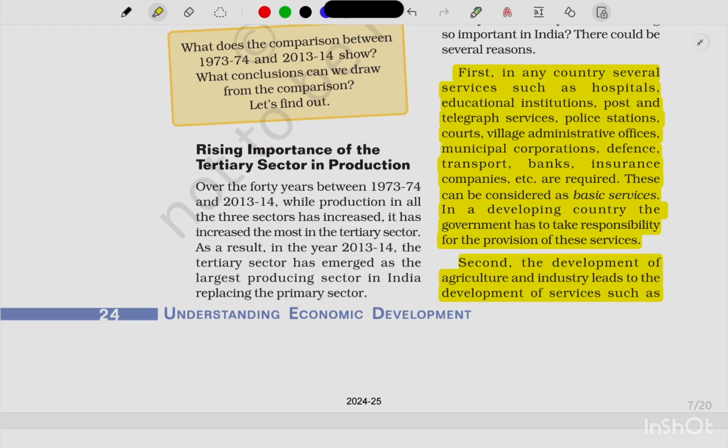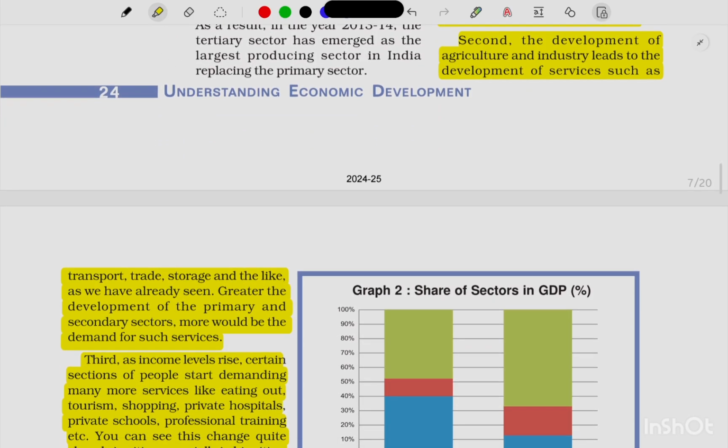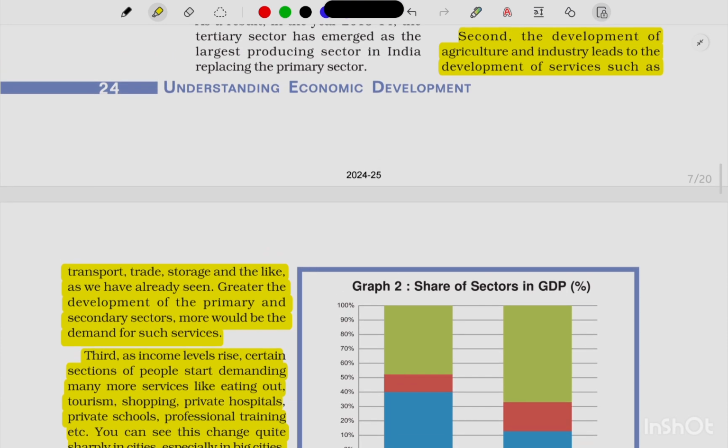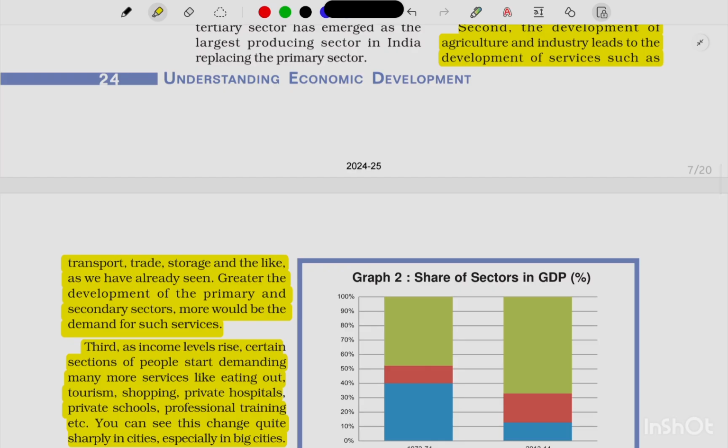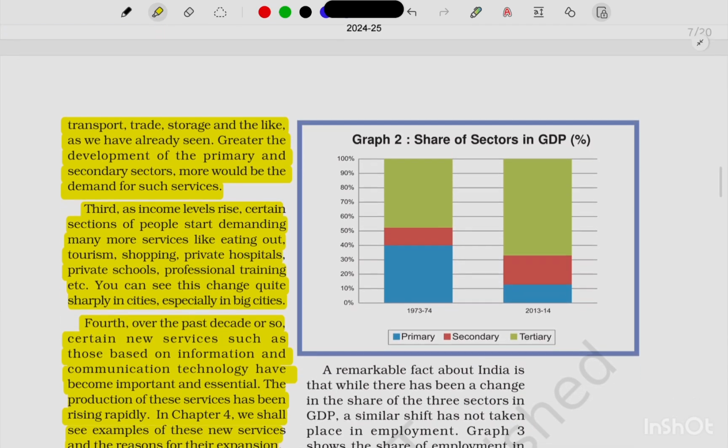The second, the increase in the growth of agriculture and industries leads to the development of the tertiary sector. As the income levels rise, many people will have demand for eating out, movies, private hospitals, shopping, etc. And this change can be mostly viewed in cities, and in that way also the tertiary sector is increasing. The next reason for the hike of the tertiary sector is due to the growth of the information technology sector.